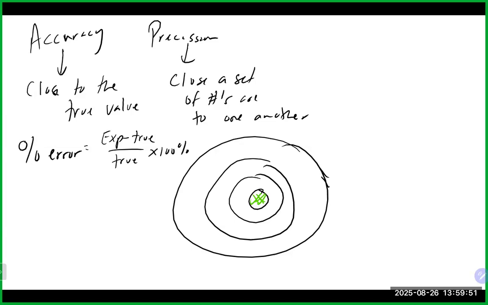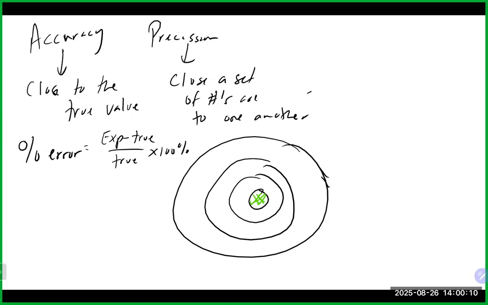We do want a small number for percent error, not to be confused with percent yield, which we want to be a large number, right? With percent error, a large number means you just did it really poorly. If I had 400% error, I did it 400 times worse than everybody else. So you do not want that. You want a small number.